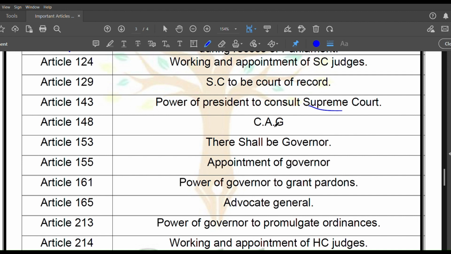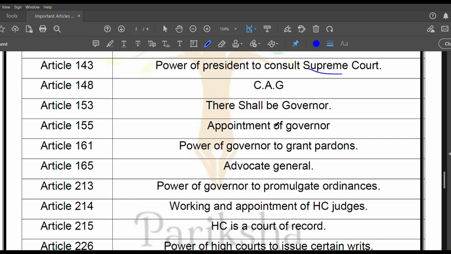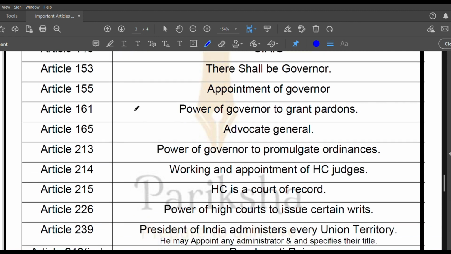He is also the CAG or auditor of the International Labour Organization. Article 153 talks about there shall be a governor. Article 155 talks about the appointment of the governor. Article 161 talks about the power of the governor to grant pardon. But remember here, the governor cannot pardon death sentences.